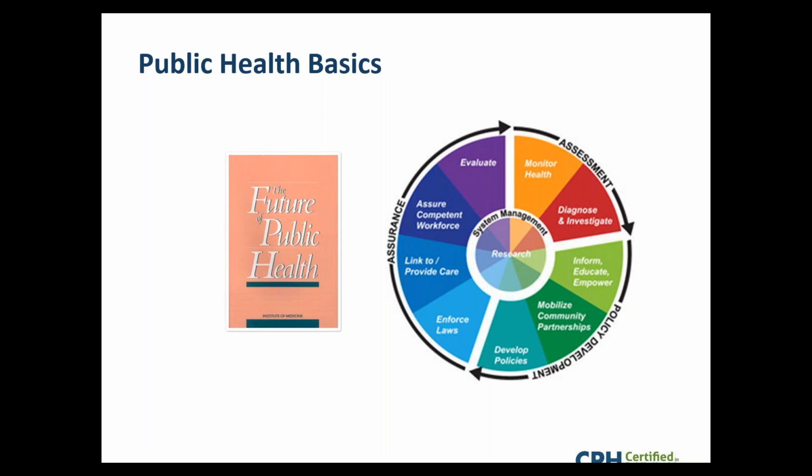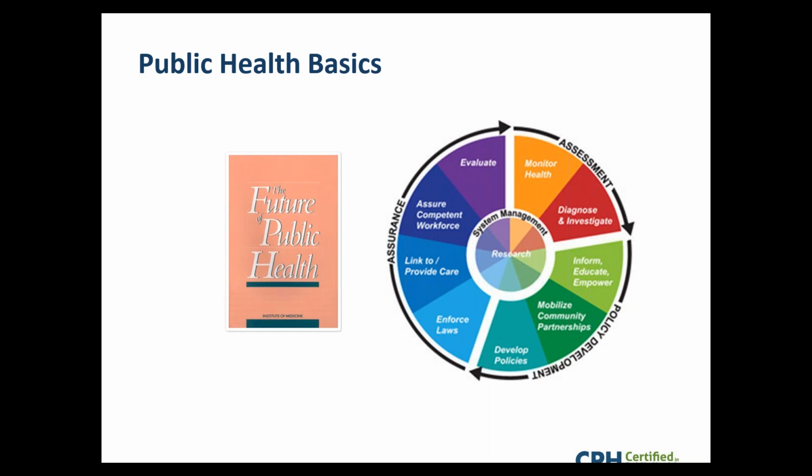We need to assess data, understand what's happening in our communities, what the health status is, what some of the opportunities to improve health are, and what some of the threats to health are. That data then informs the development of policies, programs, interventions, coalitions, all of the things that we do in public health to then make sure that we can assure the health of the population by whatever means they need.